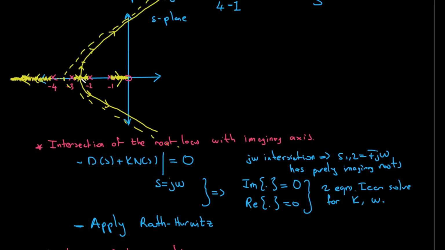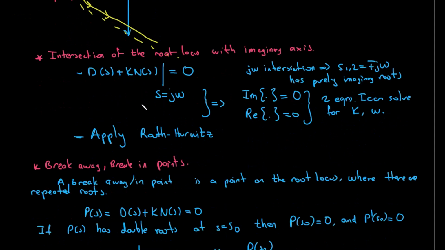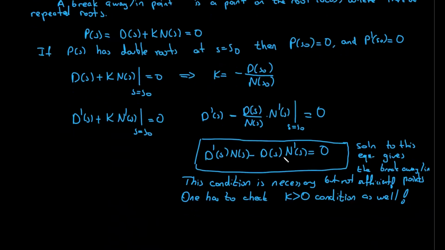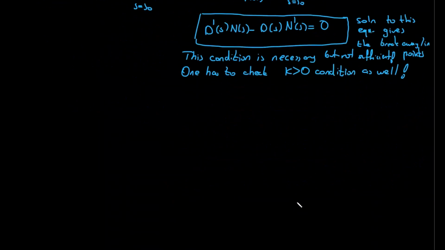For some positive K value, those two poles move towards each other and coincide, and then they become a double root at this very specific point. That is called the breakaway point, and we found it by using this equation, checking that K is greater than 0.